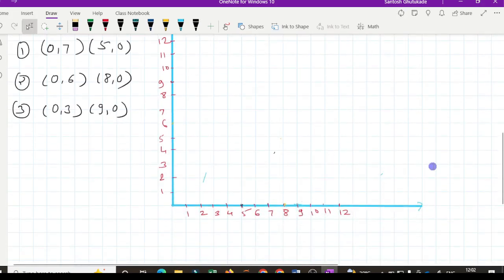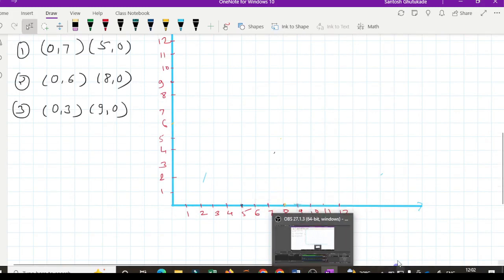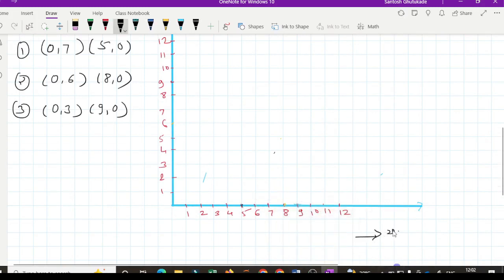So here on the x-axis you are taking x1 and on the y-axis you are taking x2. So first coordinate is 0, 7. Now I will use another color. Here I will use this color for 0, 7. That is the first coordinate. So it starts from 0 and 7. So here you got this 7.